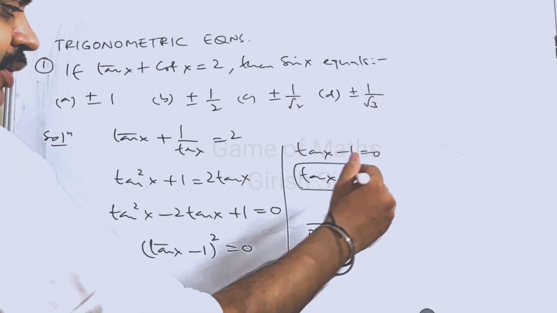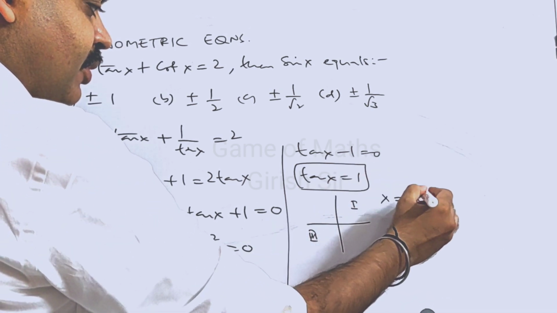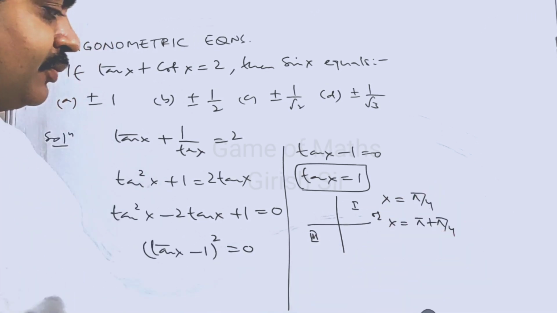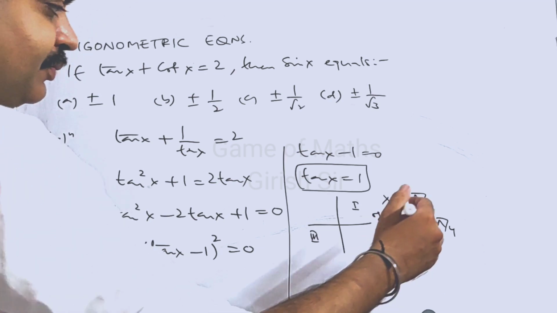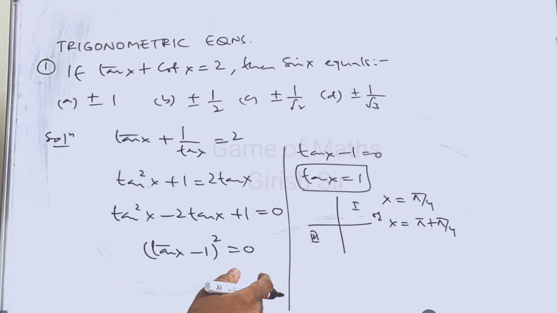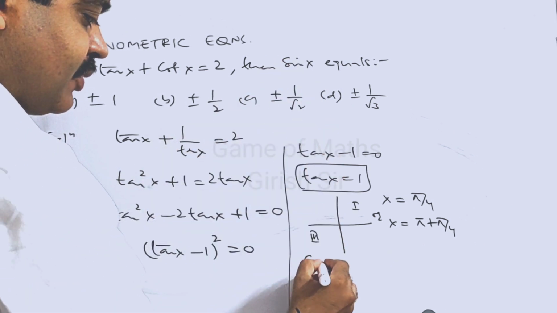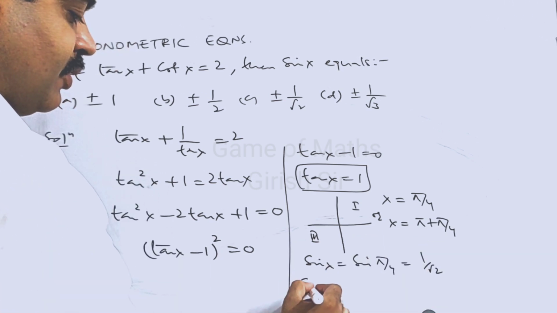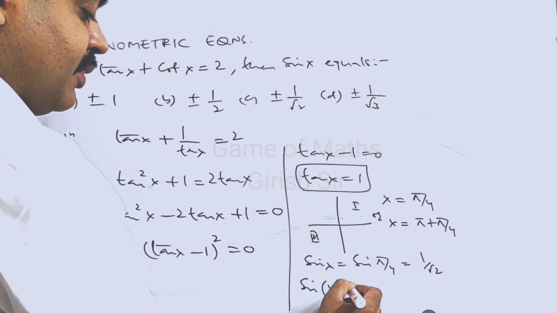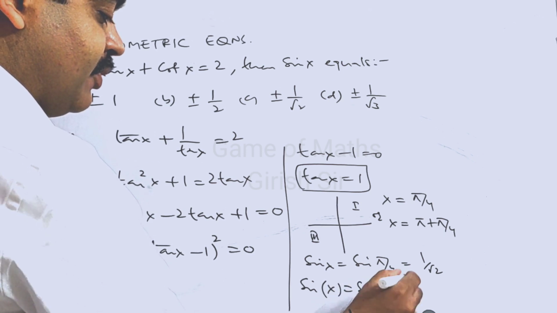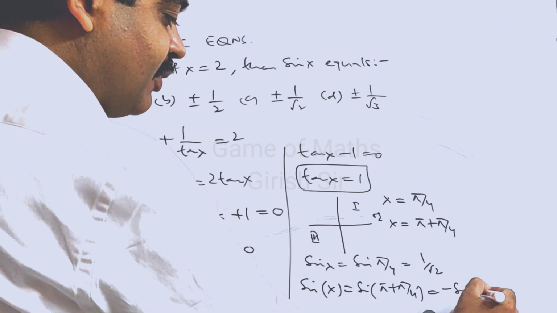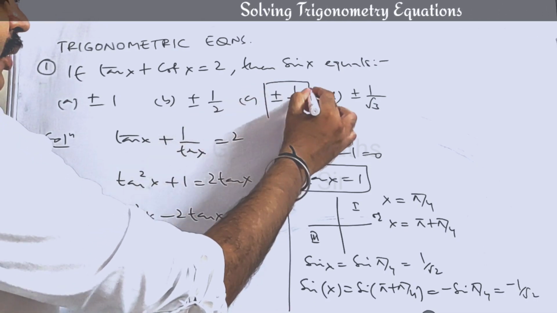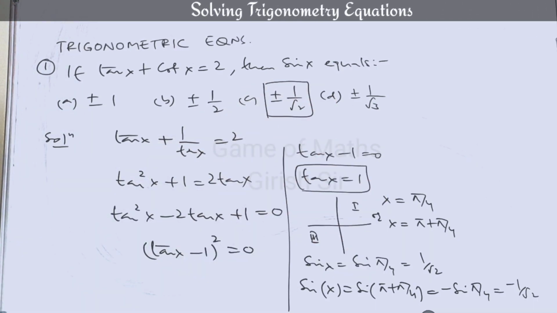So possible solutions would be x is equal to pi by 4 or x is equal to pi plus pi by 4, which is 5 pi by 4. So two possible solutions. Now we need to find the values of sin x. So sin x equals sin pi by 4, which is 1 by root 2, or sin x equals sin of pi plus pi by 4, which is minus sin pi by 4, hence minus 1 by root 2. So the possible solutions would be plus minus 1 by root 2.